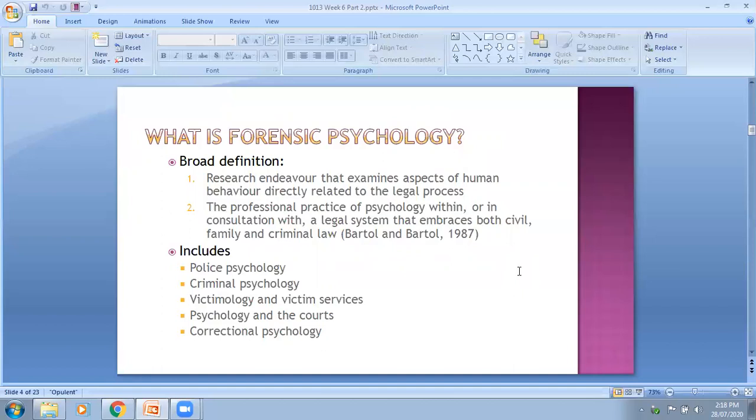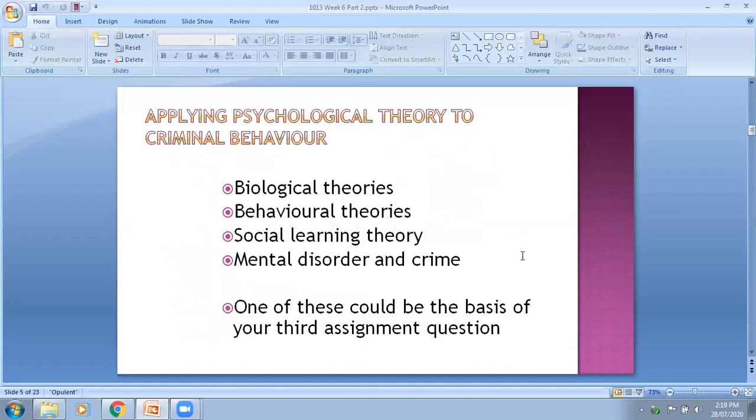And correctional psychology can be working in the prisons. You can be working with prisoners, doing programs for their rehabilitation, doing risk assessments on whether they're ready to be released, and all those sorts of things that they do. So they can be working with sex offenders, murderers, all sorts of people within the prison system.